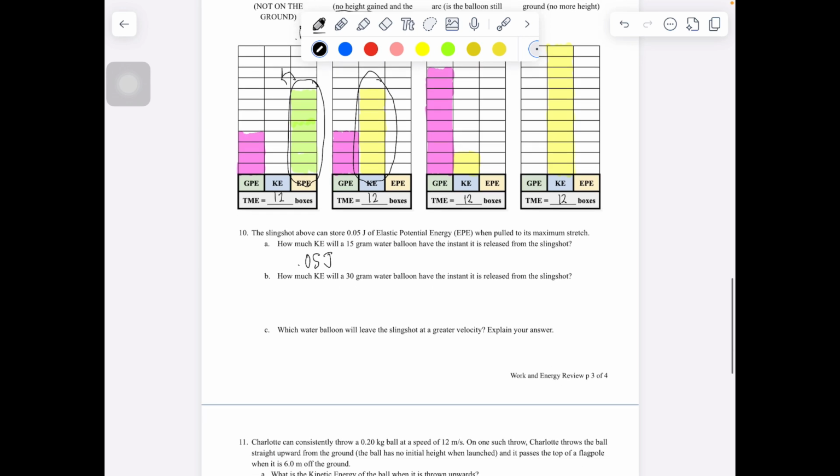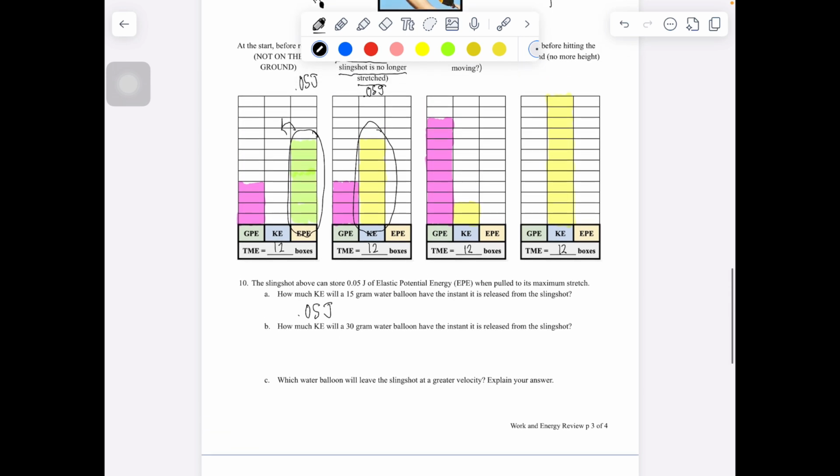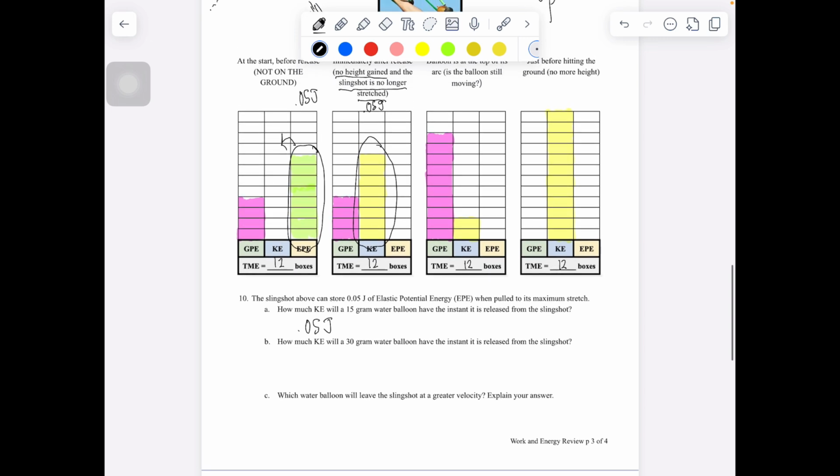Now, how much KE will a 30-gram water balloon have? Since the slingshot is stretched to the same amount and the energy is stored in the slingshot, it doesn't actually matter how many grams the water balloon is. It's going to give that same amount of kinetic energy. If we think back to our Nerf launcher lab, we had our heavy dart and our light dart. The elastic potential energy stored in the Nerf launcher was the same for both of them. So when we fire our Nerf launchers, that elastic potential energy turns into kinetic. So for both the light and heavy dart, they have the same kinetic energy.